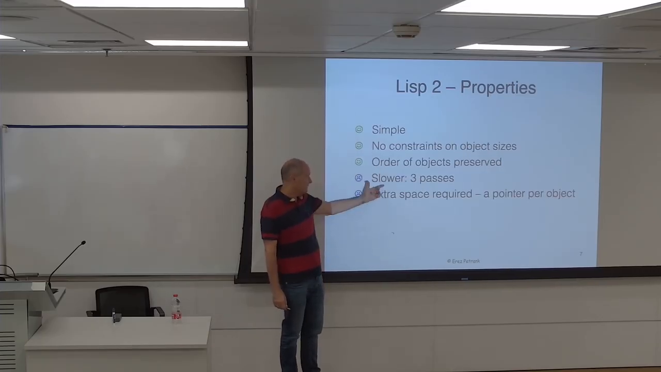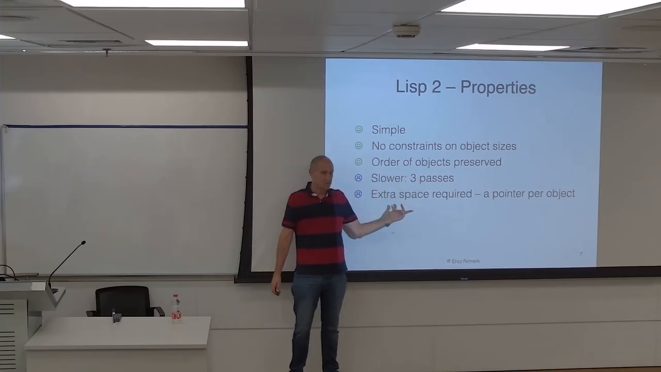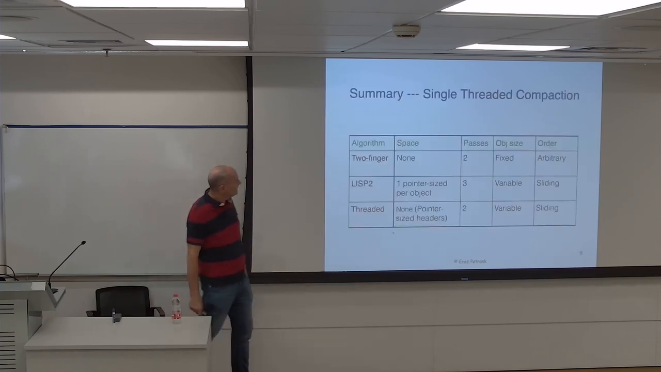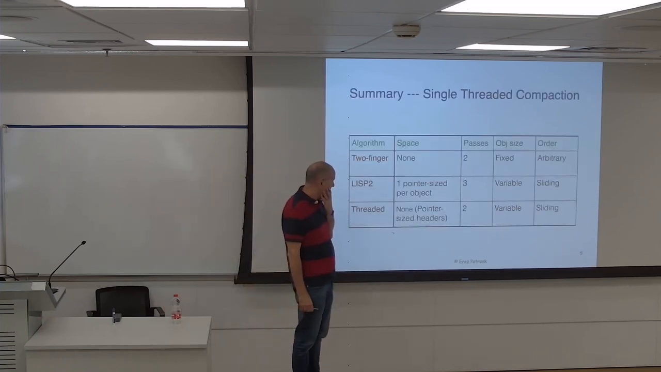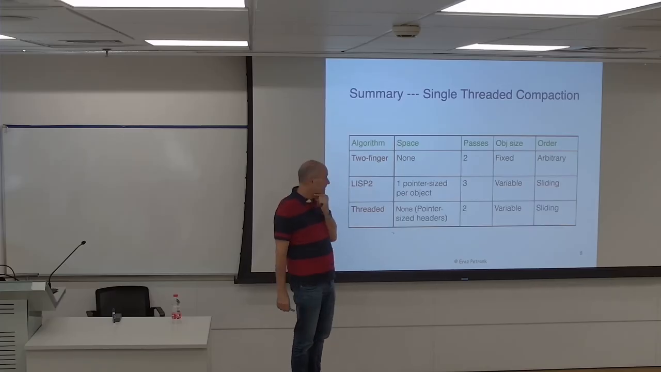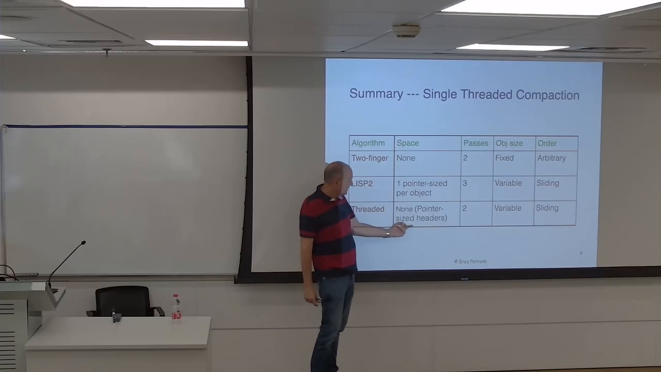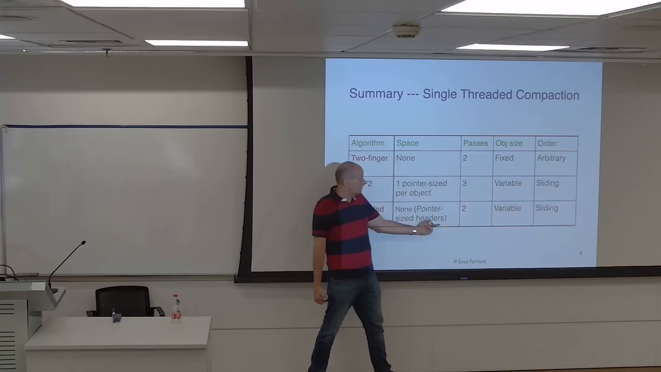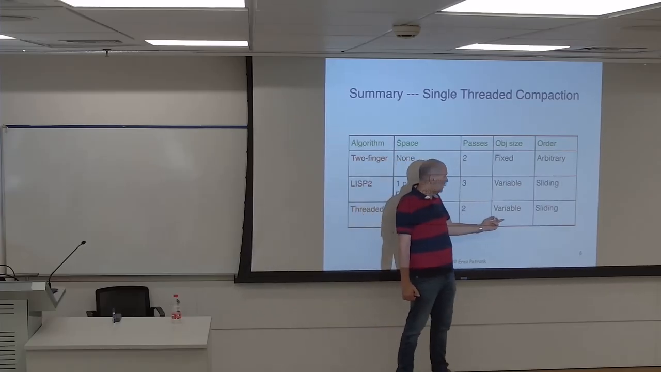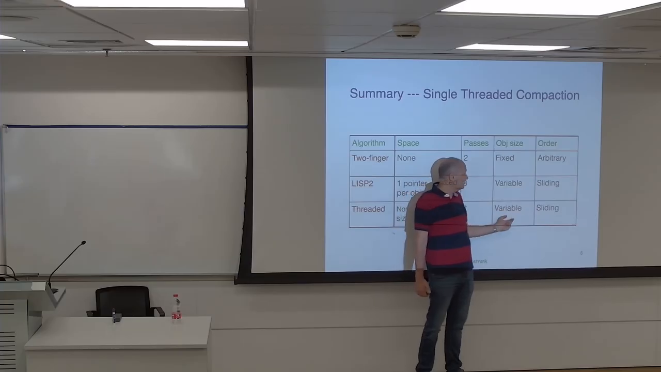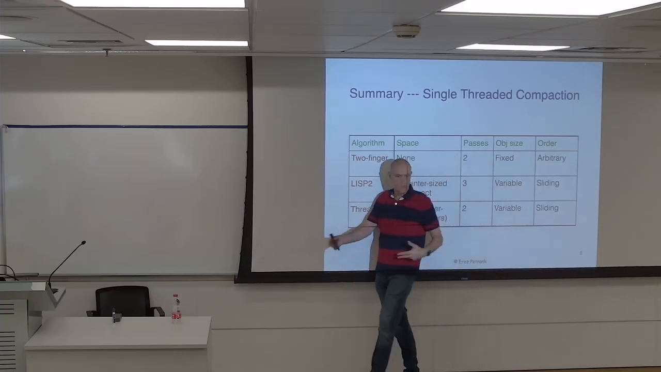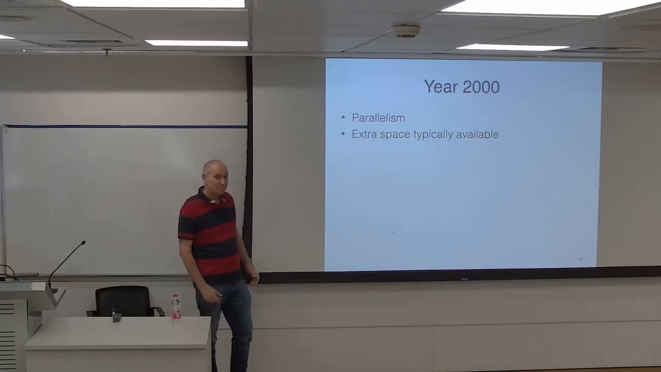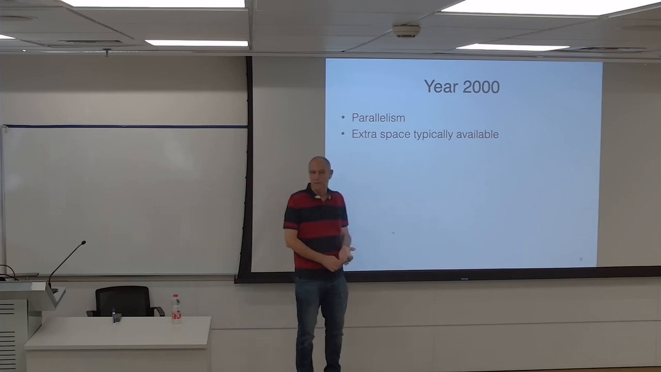It keeps the order of objects, but it's 3 passes and it needs an extra space for each word, for each object. And then we studied the threaded algorithm, and it was good in the sense that it didn't need any additional space, and it only needed 2 passes, and the object size was not restricted, and it was sliding. So everything looked excellent, but we do not know how to parallelize it.